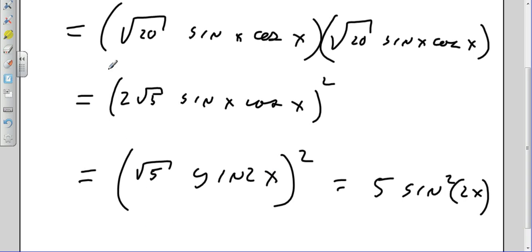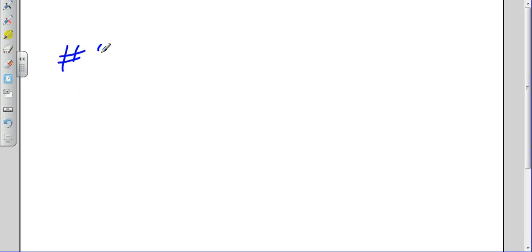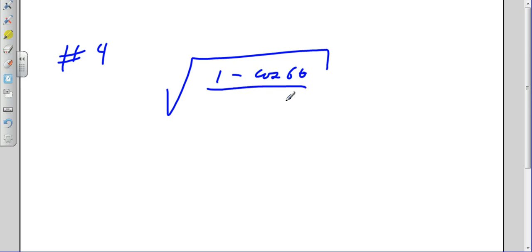Looking at number 4, we see the square root of 1 minus cosine 6 theta over 2. We go back to the half angle formula, and we see that the square root of 1 minus cosine over 2 is the sine of theta over 2. So we can just write this as the sine of 6 theta over 2, which ends up being the sine of 3 theta.